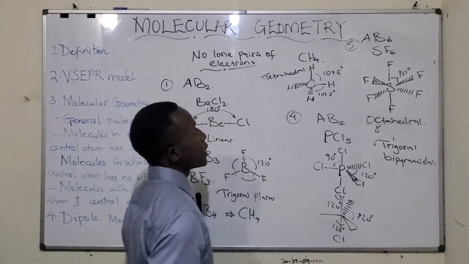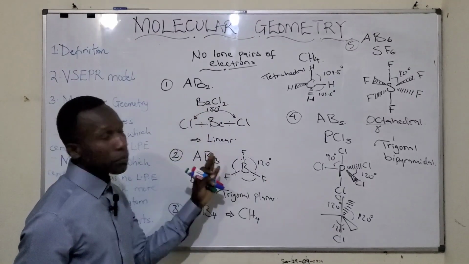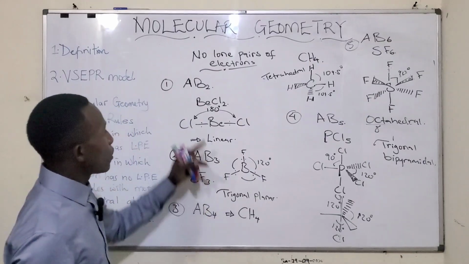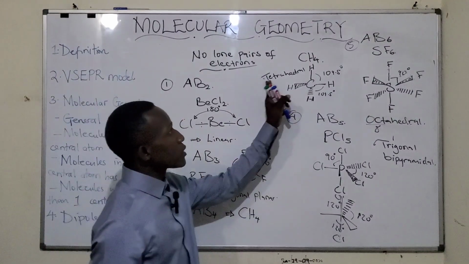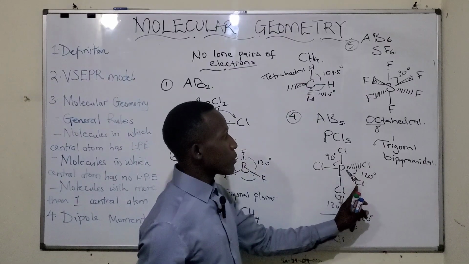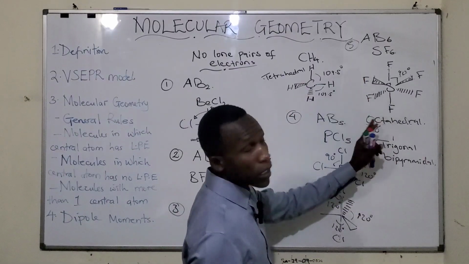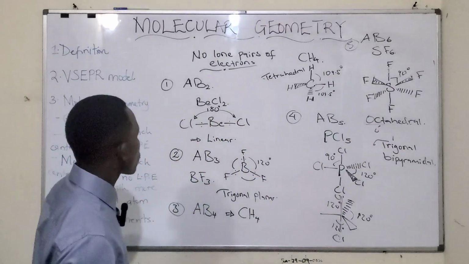Yes, those are the main 5 structures where the central atom has no lone pairs of electrons. We have the linear, we have trigonal planar, tetrahedral. This one is trigonal bipyramidal and octahedral. Those are the main 5 structures.